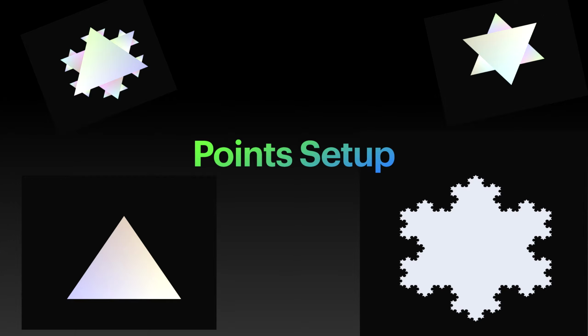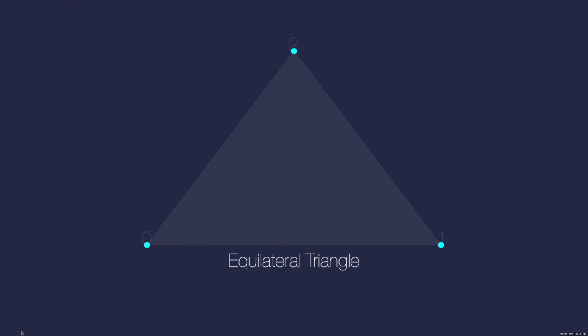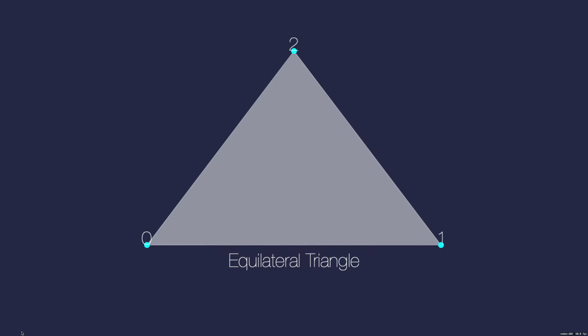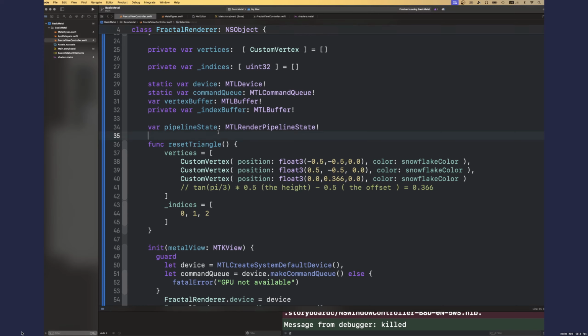Here's how we set up our points. These points are indexed 0, 1, and 2. That's the order we tell the graphics card to draw these triangles in. How do we make a new triangle? We need something that can make a new triangle out of any side.